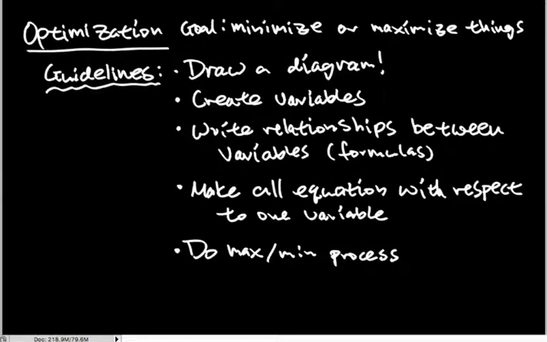So first thing you always want to do, draw a diagram. No matter what, draw a diagram. Somehow define variables, and write the relationships between those variables, otherwise known as formulas. For optimization, you want to make it so that your equations are all with respect to one variable, because right now we're doing single variable calculus rather than multivariable, which you don't exactly want to do right now if you're in high school taking AP calculus. Actually, some of you might want to, but anyway.